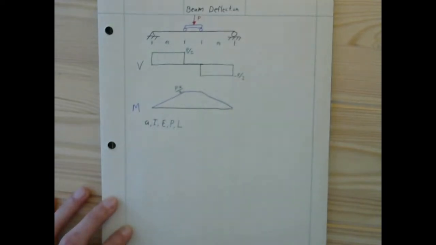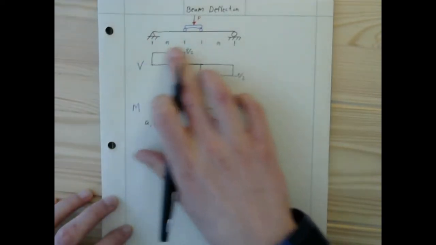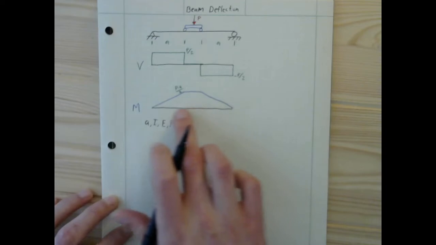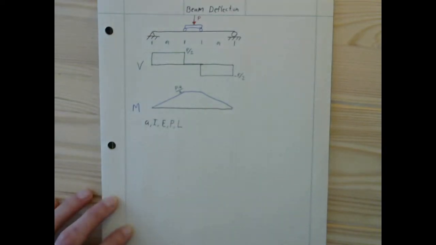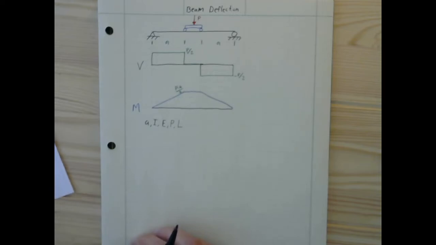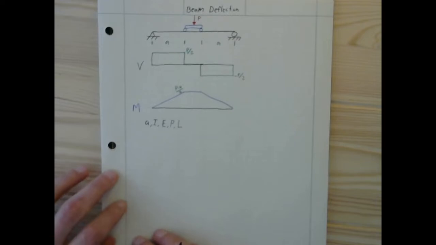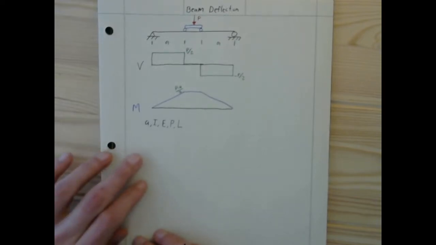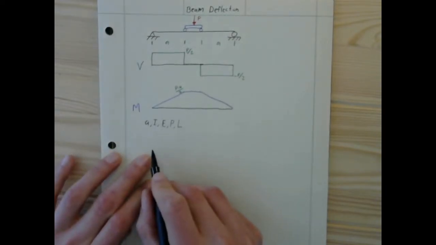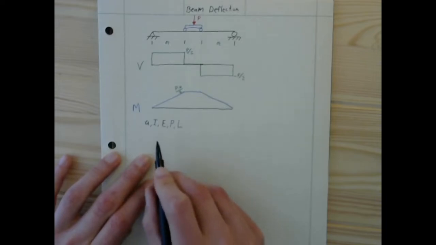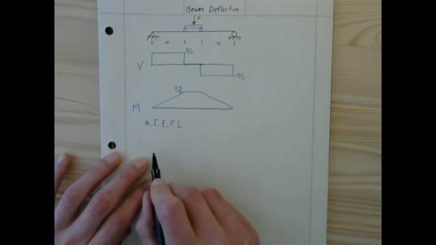So when we're doing this, obviously there's three sections that we need to be cognizant of. When we're doing that, obviously we need to integrate quite a bit. And so I'm not going to run through all of it for you. You have to do that. But let's look at our boundary conditions.